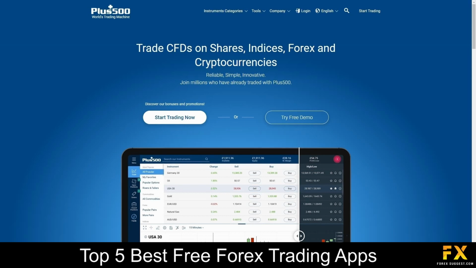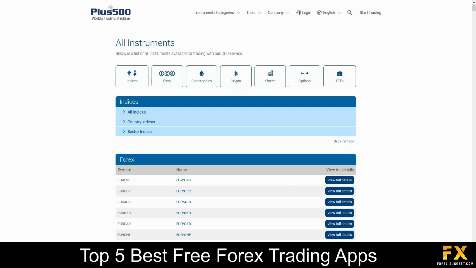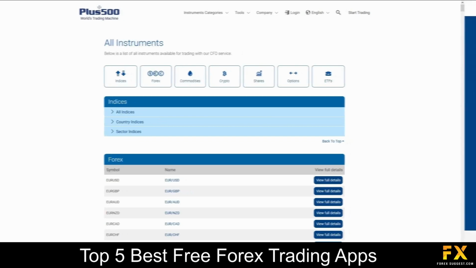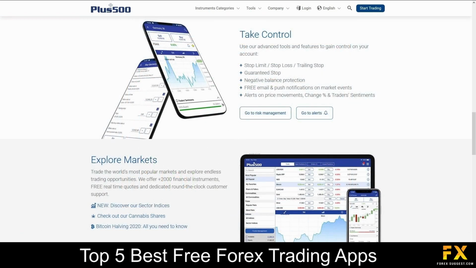With Plus 500, traders have access to over 2,000 financial instruments including Forex, Indices, commodities, cryptocurrencies, shares, options, and ETFs. Plus 500 features an advanced, user-friendly, and reliable trading platform using the competitive trading conditions offered, which is available on Windows, iOS, and Android operating systems.